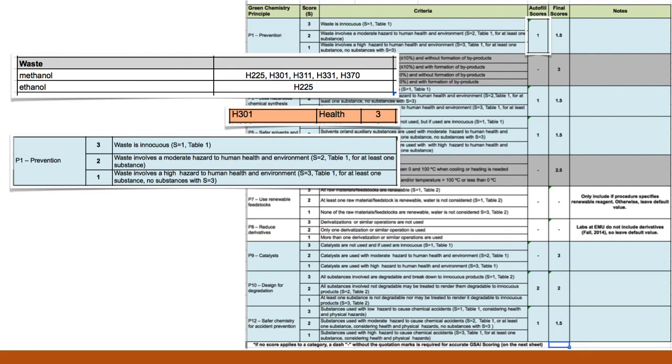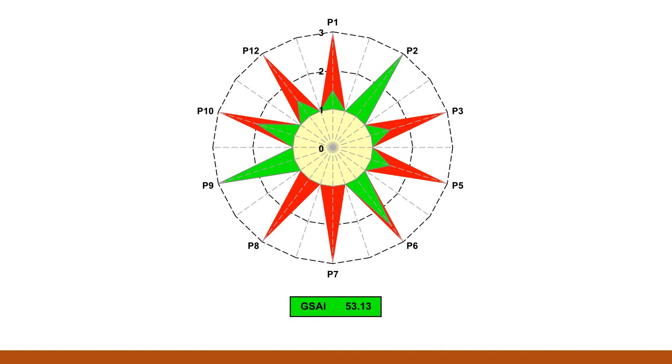Finally, all these scores for the 12 principles form what's called the Green Star Area Index, GSAI. This score is found by dividing the area of the green by the area of the red. The green is the score that the principle actually gets based on the experiment, and red is the max score that could be assigned for that principle. The scale is from 0 to 100, where 100 is the best score.